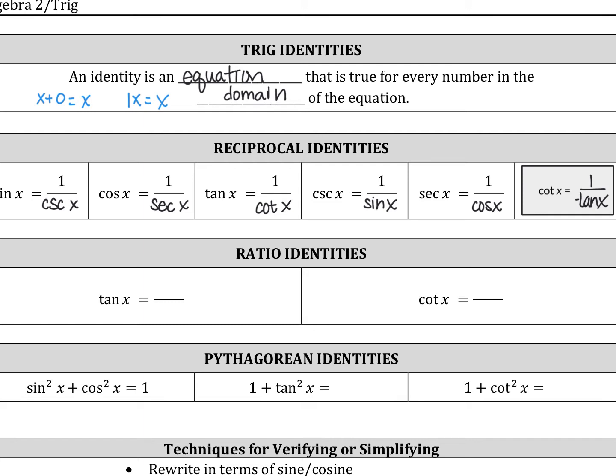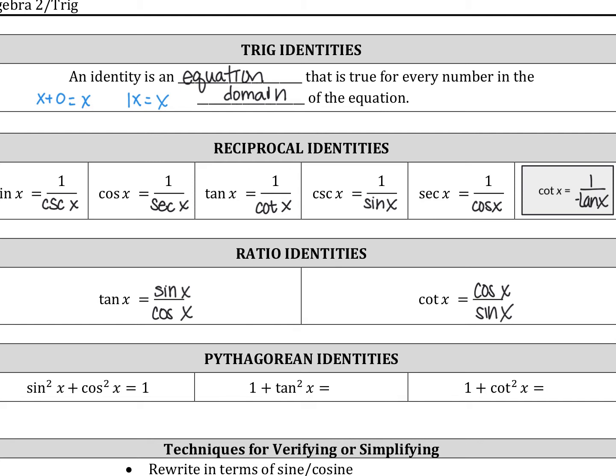We have two ratio identities. Let me give you one of them. Tangent of x is the sine of x divided by the cosine of x. We remember doing this on the unit circle. Tangent of x is sine of x over cosine of x. So, what is cotangent of x? Cosine of x over sine of x. You guys, these are not new. These are the same identities we've looked at. We're just going to formalize them as an identity, which is going to help us with verifying or simplifying identities.